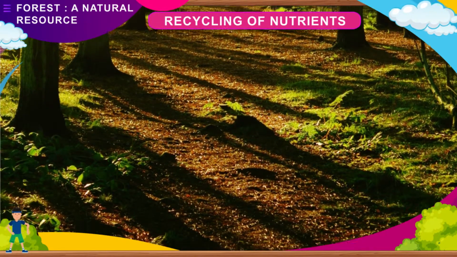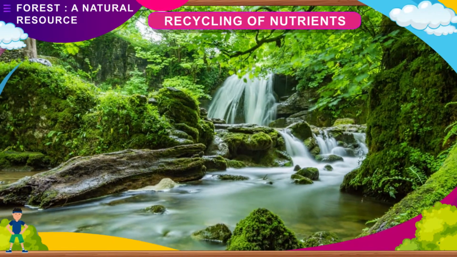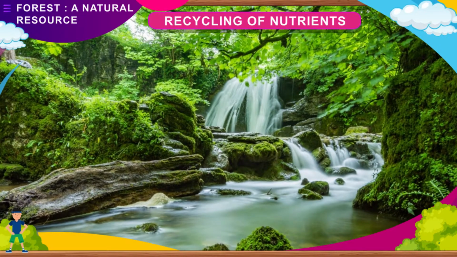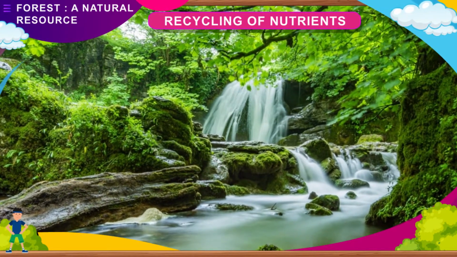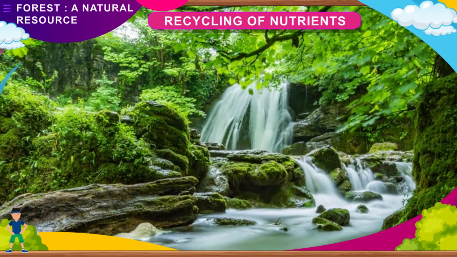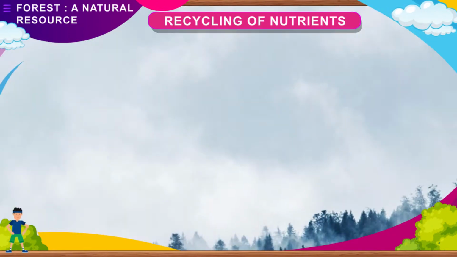This prevents flooding. The roots of the trees prevent soil erosion. They keep the soil particles bound by their roots. Trees help in regulation of temperature by absorbing groundwater through their roots. This water is then released in the form of water vapor and helps in bringing rain.